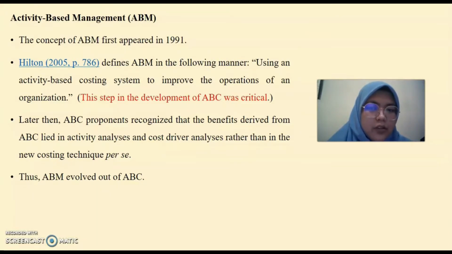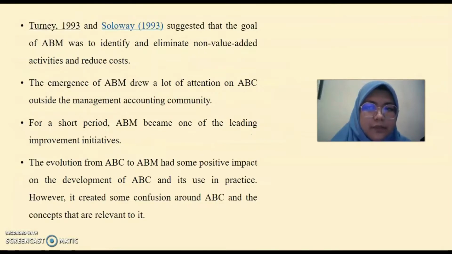Later then, ABC proponents recognized that the benefits derived from ABC lay in activity analysis and cost driver analysis rather than in the new costing technique per se. This ABM evolved out of ABC. Turney and Soloway suggested that the goal of ABM was to identify and eliminate non-value-added activities and reduce costs.